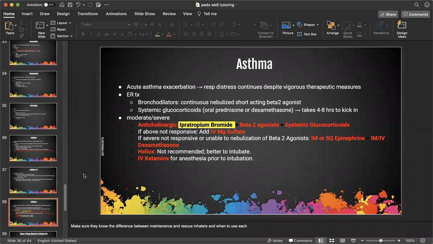So just know the treatments for each emergent situation. If it's mildly emergent, then we'll do this part right here. But the more severe it gets, the more we have to add. So make sure you know what to start off with for the moderate to severe. And if they're not responding to that, make sure you know to add mag sulfate. And if they're still not responding, make sure you know the next step. And then if they're still not responding, make sure you know that we're giving ketamine as the anesthetic for intubation.